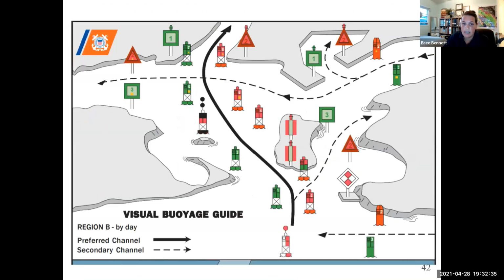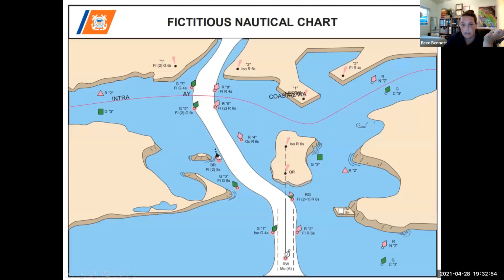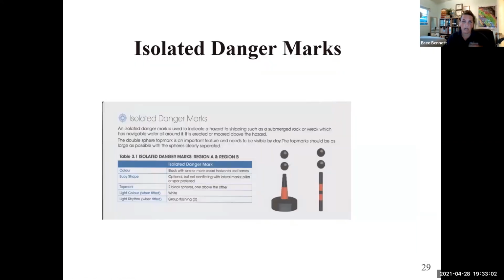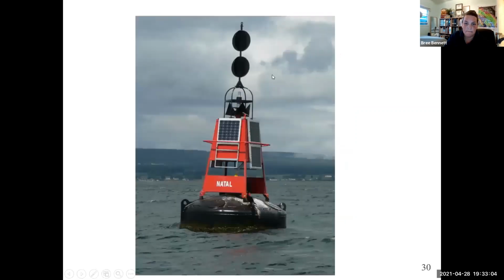So if we're looking at it, it looks like it's on the wrong side of the island there, but we have our isolated danger buoy. So we have black, red, black with our two top marks. And this one says that there's a light on it. So that is our isolated danger mark. There's another example of one. It has our top marks, has a light, black, red, black.